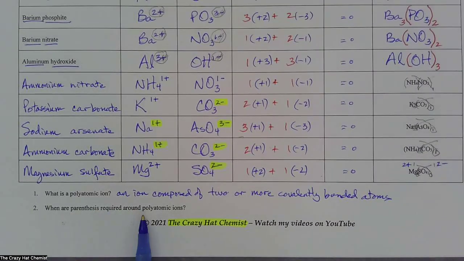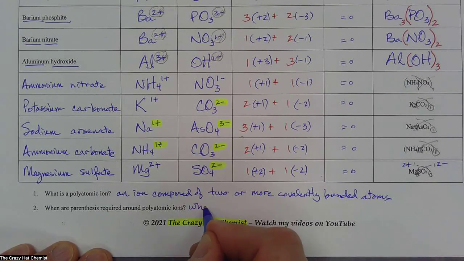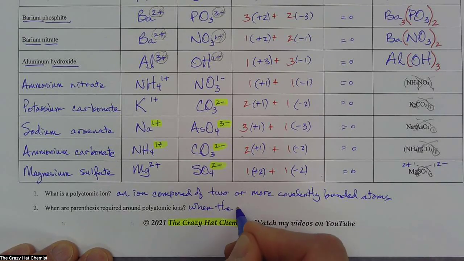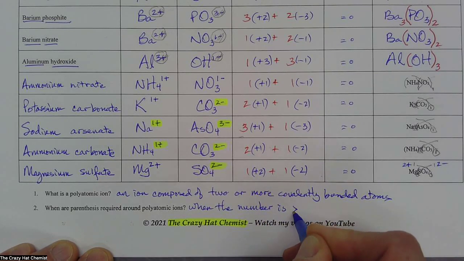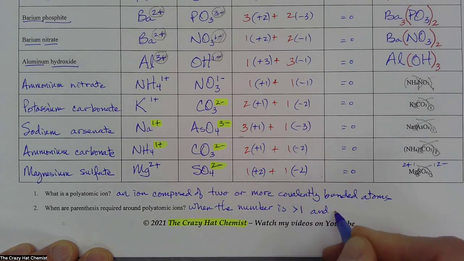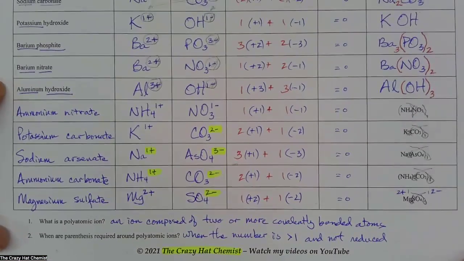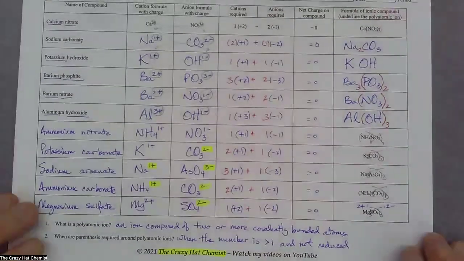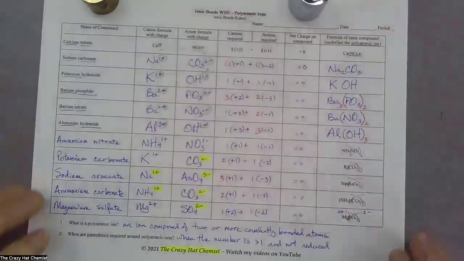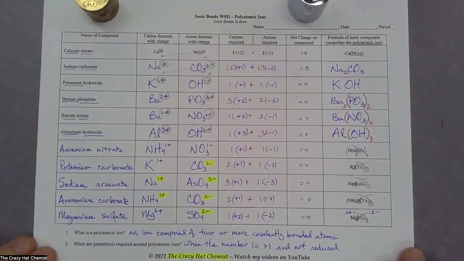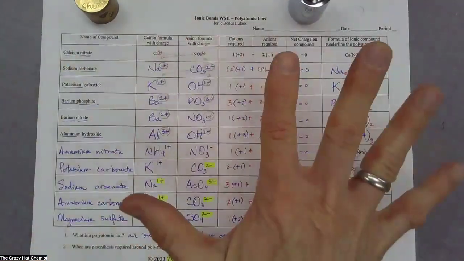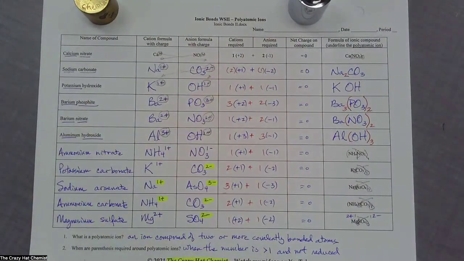And when are parentheses required around polyatomic ions? When the number is greater than 1 and not reduced. And hopefully you can see that in examples on this worksheet. Let me zoom on out. So we got the entirety of this worksheet here. Let's keep on going. So we got this whole thing on here. Oh yeah, baby, there we go. There's everything right there for you. I hopefully you got that.